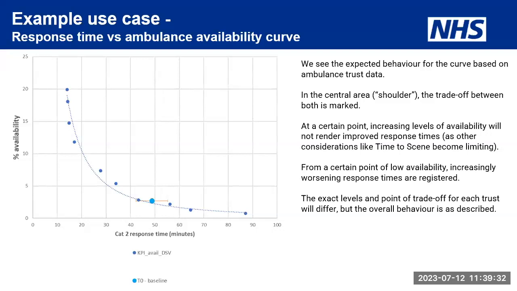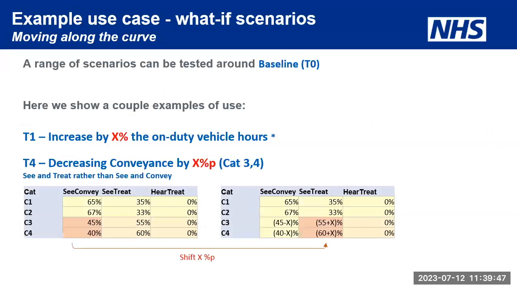And then at some point of low availability, you can start getting a very broad range. Obviously, that might depend on the level of escalations you have in place, but the system becomes unstable in a lot of ways. So what you can then do is look at what-if scenarios. Here I just put 2 as an example: increasing the number of on-duty vehicle hours, if you remember that graph, by X%. Or, for instance, what if we moved a certain conveyance, in this case the lower categories, to see and treat? What would that mean?